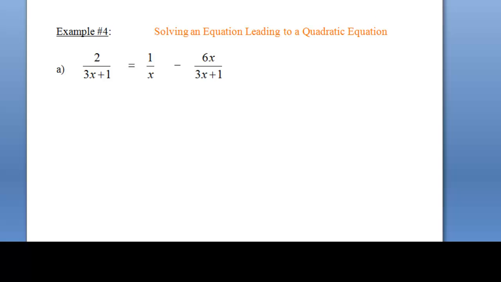For our next example, 2 over 3x plus 1 equaling 1 over x minus 6 over 3x plus 1. Again, we're going to find our excluded values. So the easiest way to find your excluded values is to set each expression that has x in it equal to 0. So we have 3x plus 1 equals 0. So we solve.